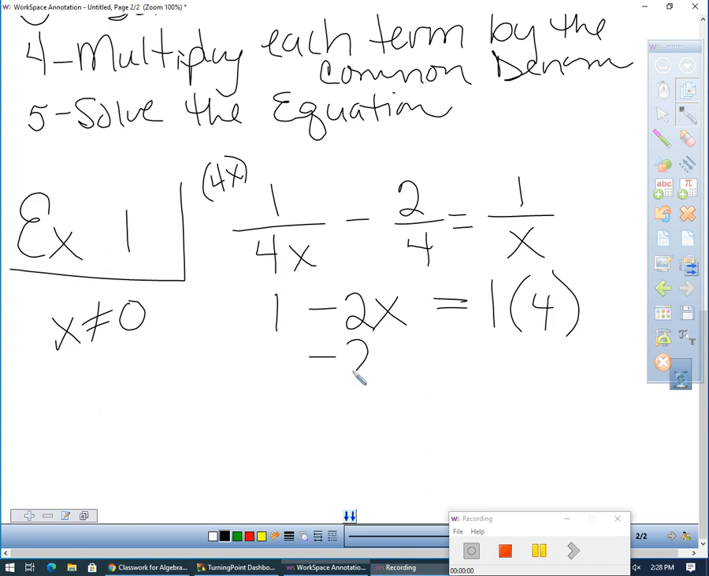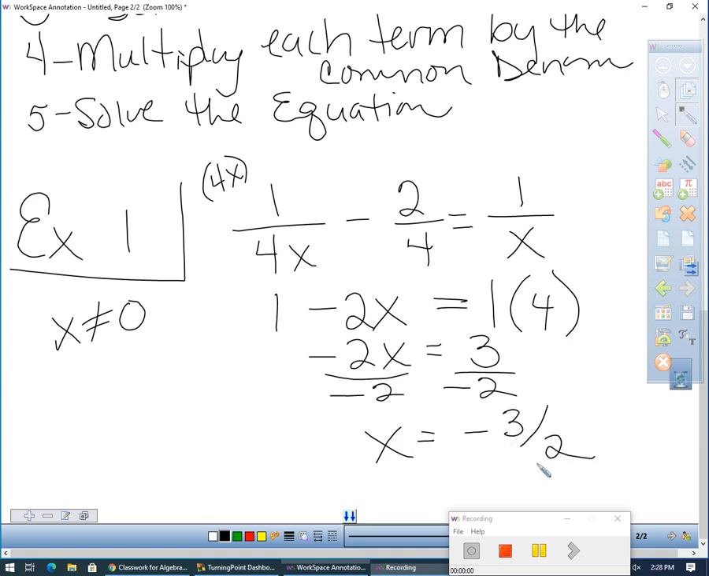Now we just solve the equation. So I have negative 2x equals 4 minus 1, if I subtract 1 to the other side, is 3. Divide both sides by negative 2. X equals negative 3 halves. Now, the reason we have to state our restriction is because we have to make sure this answer that we get doesn't match the one it can't be. If it does, right, it's wrong. It's one of those extraneous solutions.